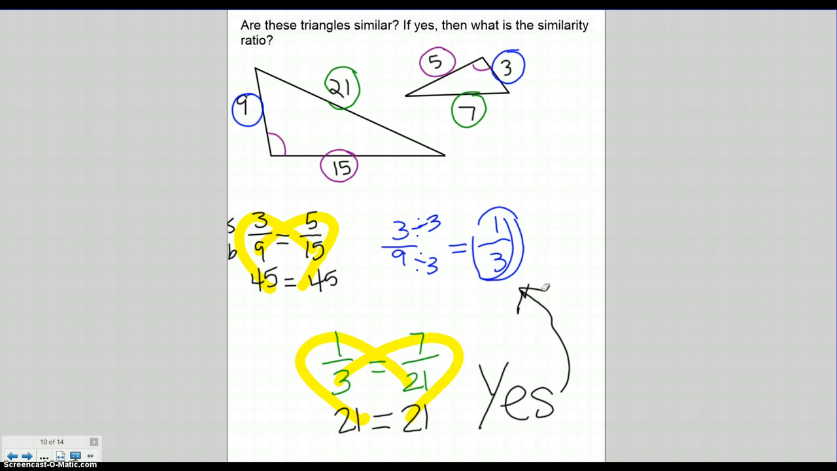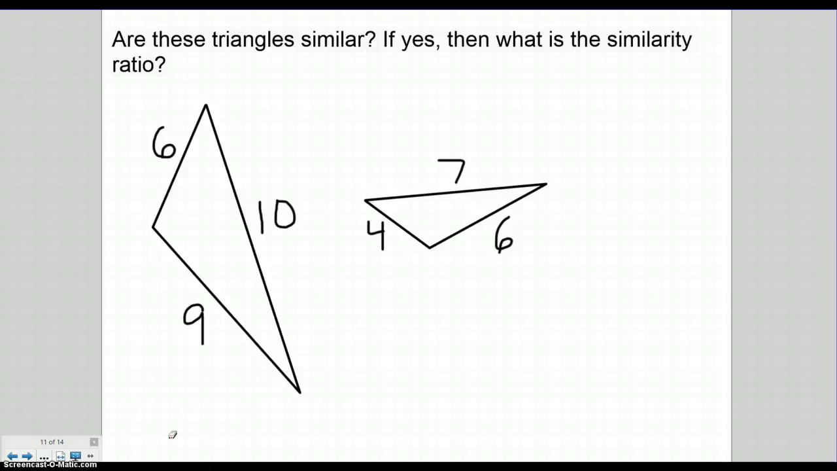Don't mind the scribbly, scrawny lines because I'm doing this on my home computer, so the lines aren't perfect. So let's look at another example. Are these triangles similar? And if yes, then what is the similarity ratio?